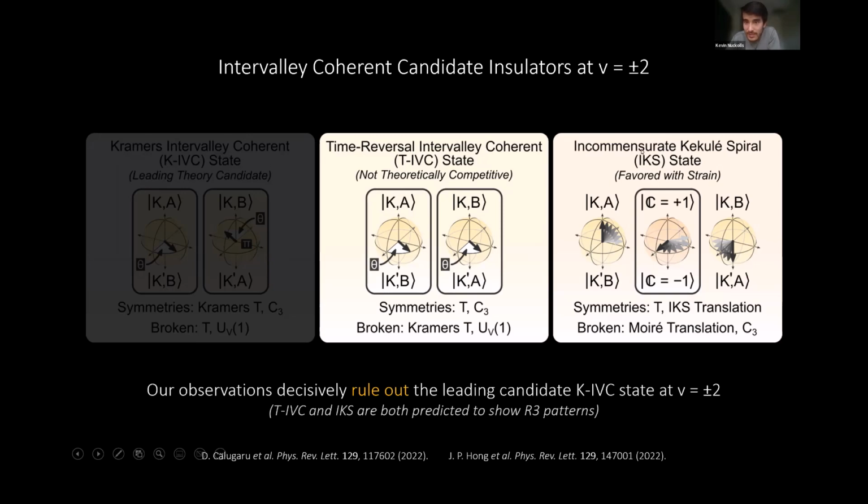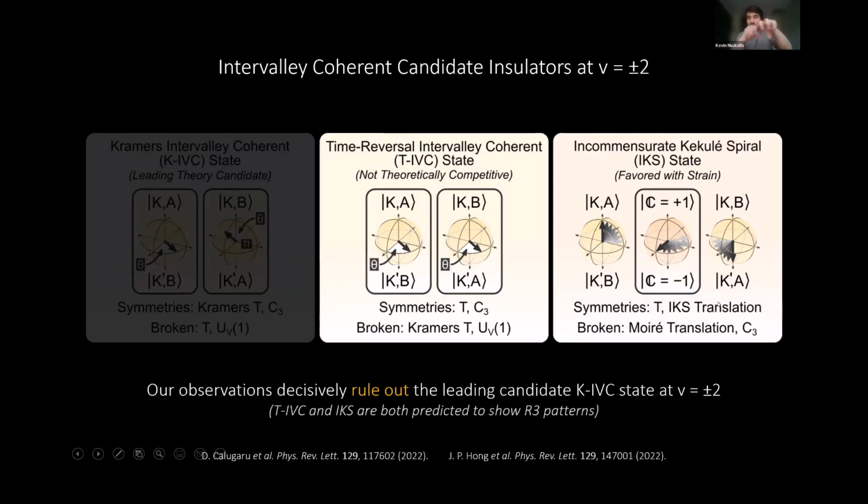A third candidate is the so-called incommensurate Kekulé spiral state, which I'll focus on for much of this talk. It's kind of a very flavorful version that is expected to be stabilized in the presence of moderate strain, which is seen ubiquitously in magic angle graphene devices. It preserves time reversal symmetry. It breaks Moiré translation symmetry, but it preserves Moiré translation symmetry times a valley rotation.